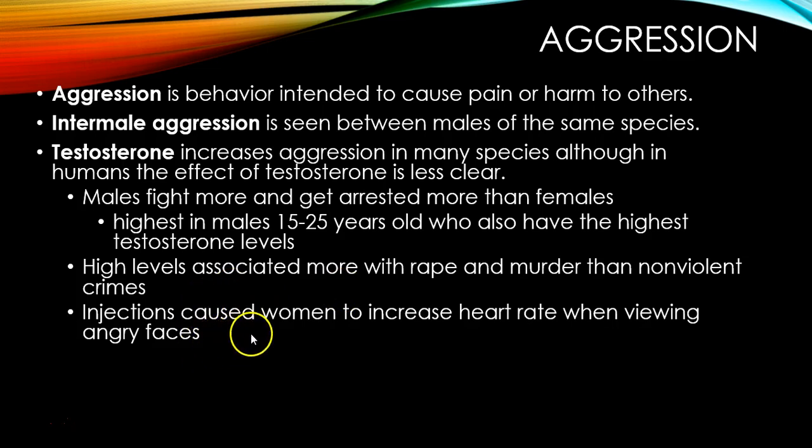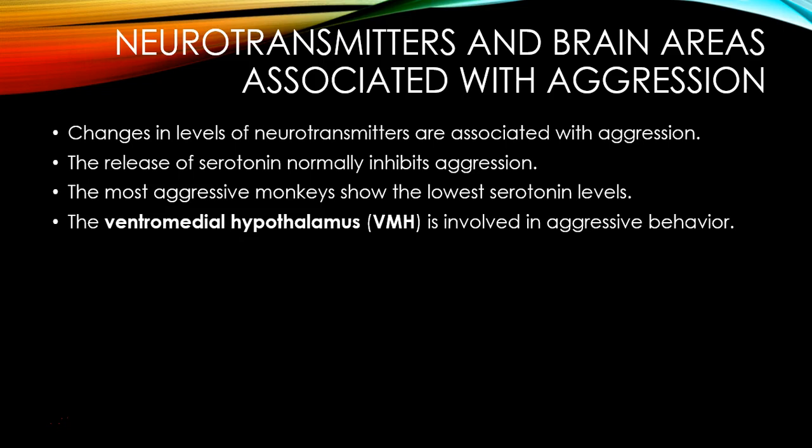And injections of testosterone cause women to increase heart rate when viewing angry faces. So it does seem that testosterone is a key player in aggression. Neurotransmitters and brain areas associated with aggression. The release of serotonin typically inhibits aggression. So the most aggressive monkeys show the lowest serotonin levels. Higher serotonin levels seem to inhibit aggression.